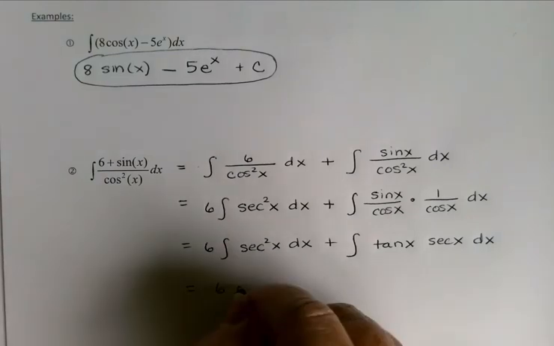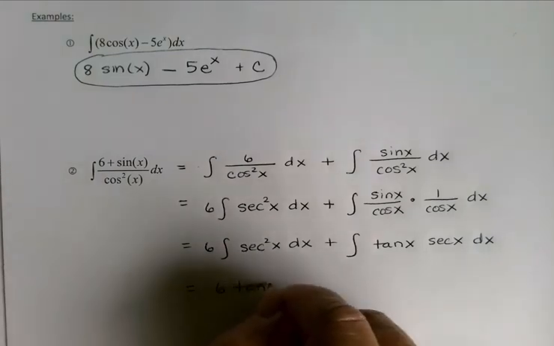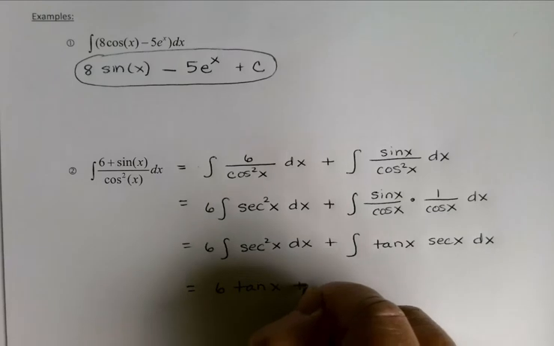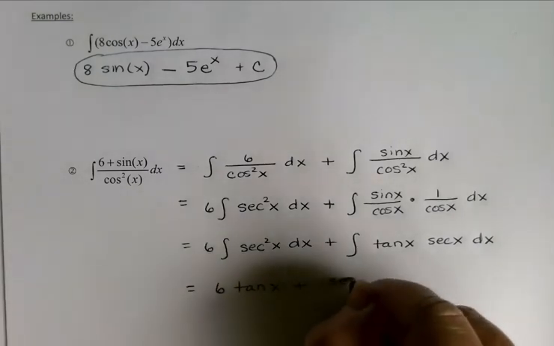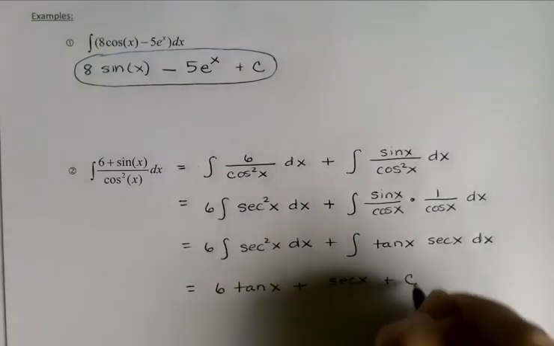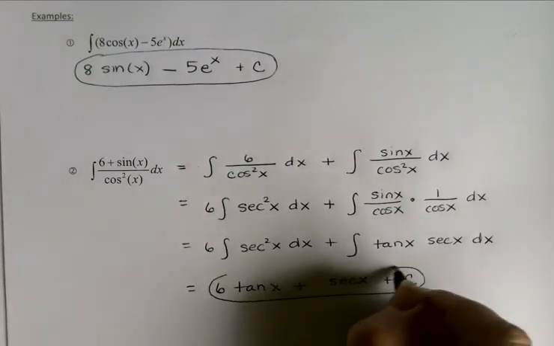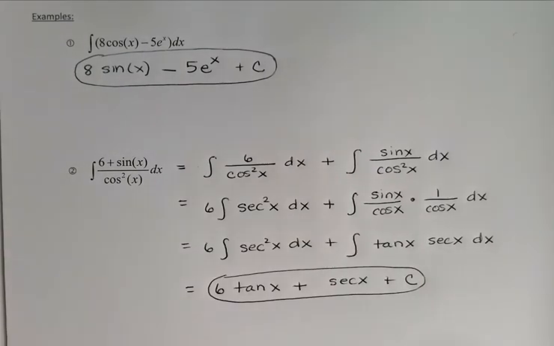Again, the antiderivative of secant squared x was tangent x. And notice I brought that 6 along. And the antiderivative of tangent x secant x is secant x. I'll add my constant of integration, and we're good to go.